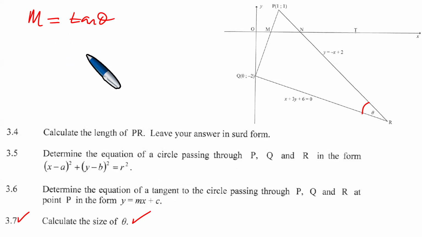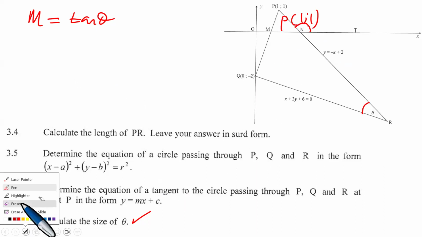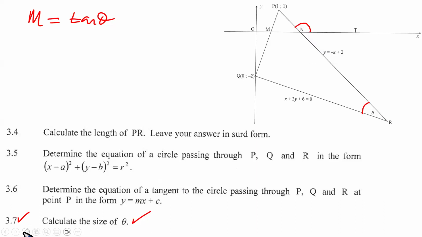So we use this formula to find the size of the angle theta. We shall note that this up here is the point P with coordinates (1, 1). So we can find a couple of angles, for example, you can find the angle P and T, this angle of inclination. Let's write that one clearly. P has those coordinates.